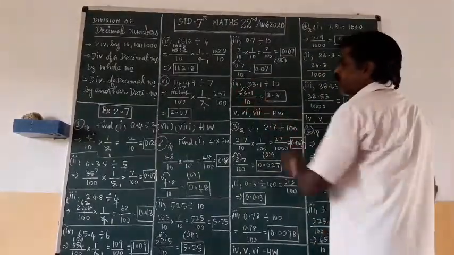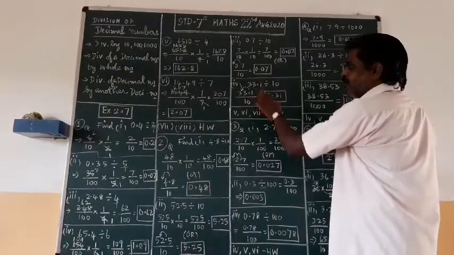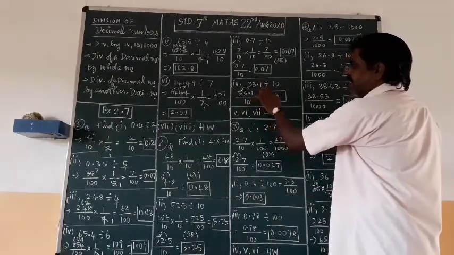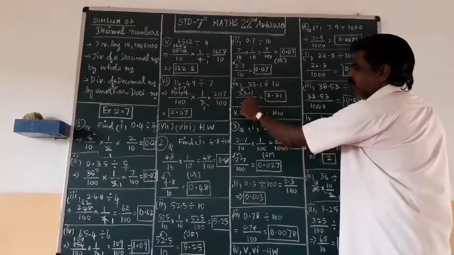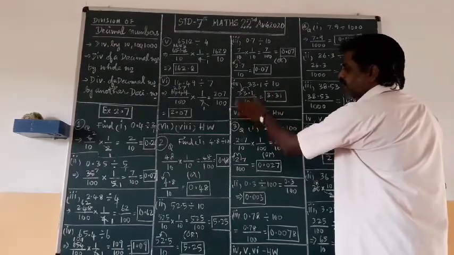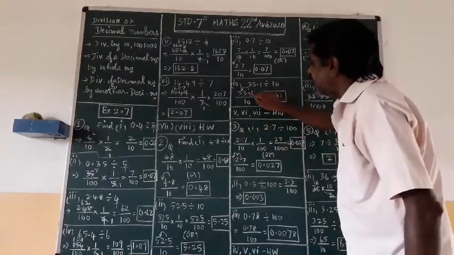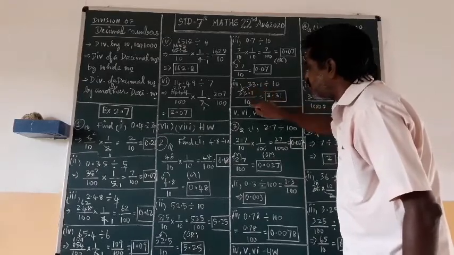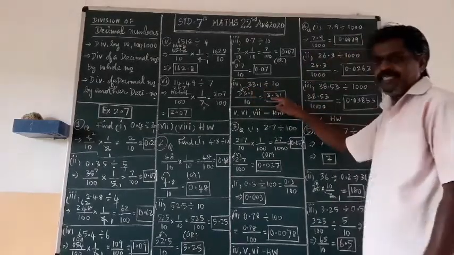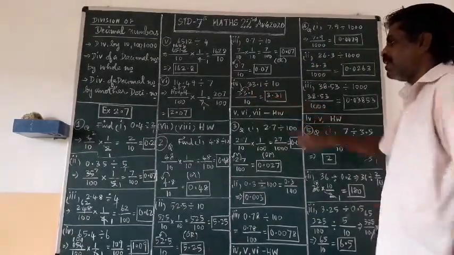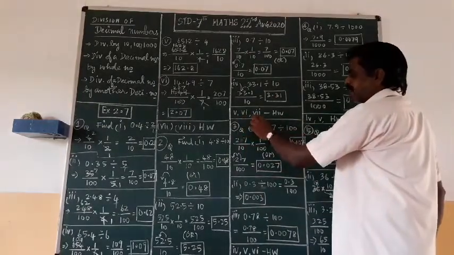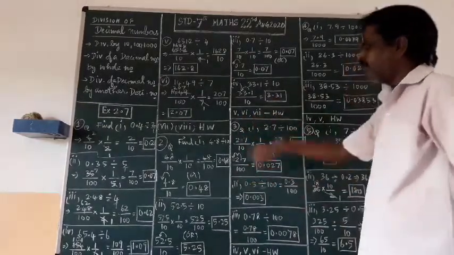Then fourth problem I am doing. Directly I am doing 33.1 division of 10. So 33.1 division of 10 is upon 10. So I am moving directly this point 1 digit because 10 has 1 zero. So your answer is 3.31. So 5, 6, 7. You take it as homework. Any method you can do.